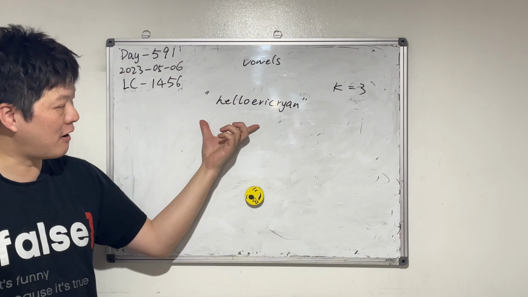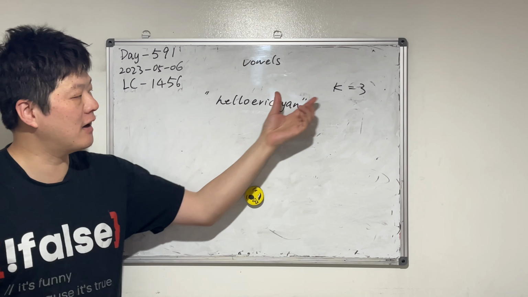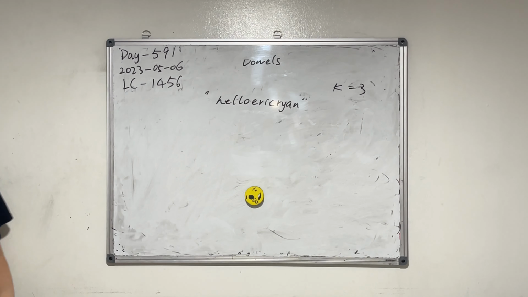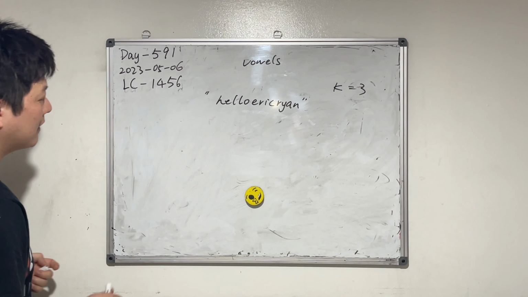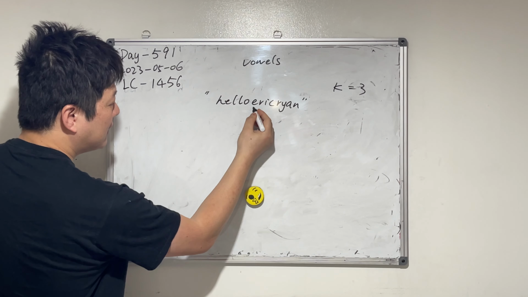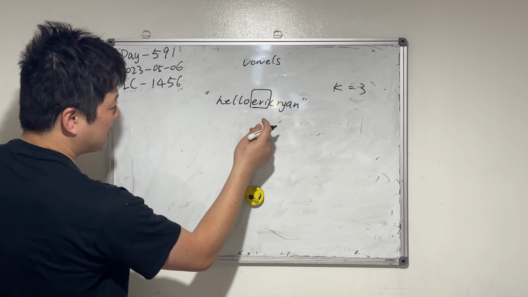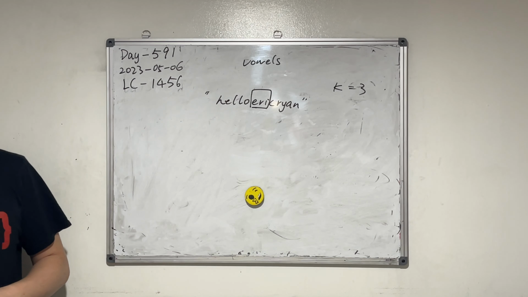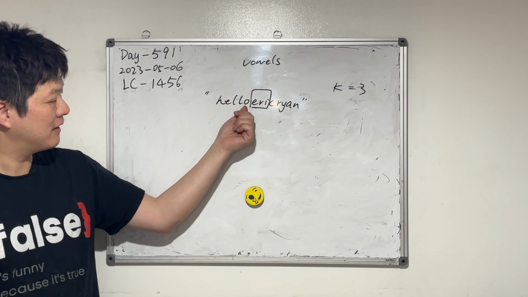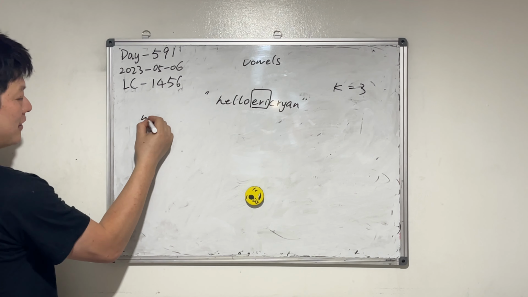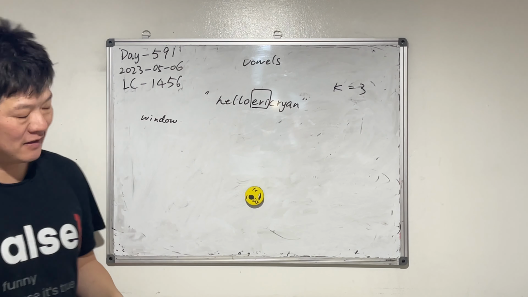So in this case, the maximum number of vowels you can find in a substring of size k equals 3. How many? 2. Which one is it? E, I. Yeah, this one, right? Any more substrings containing more than 2? No. R is not a vowel. You mean 3 like a window? Yeah, a window. K is the window size.